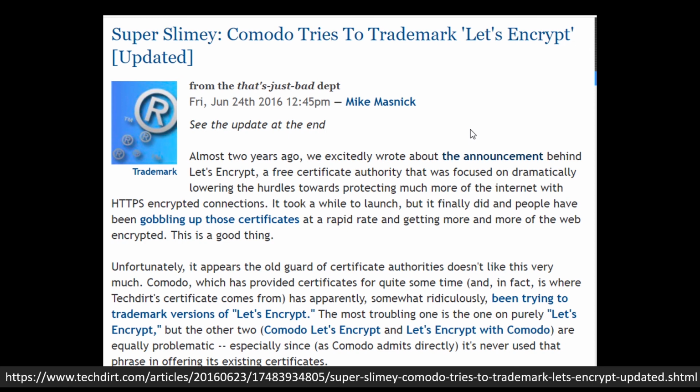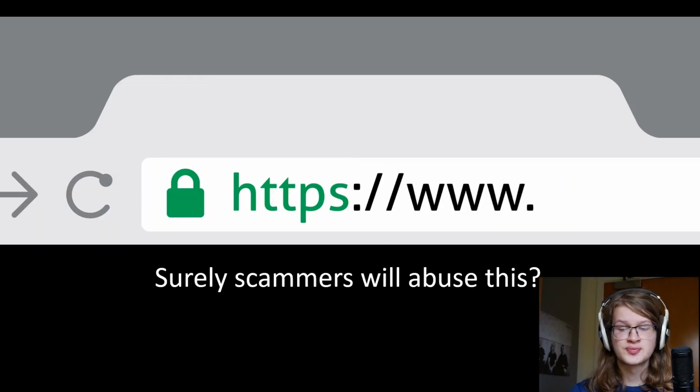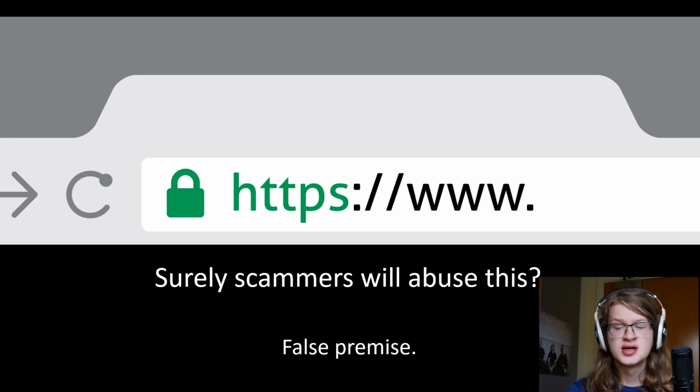They do raise one criticism worthy of discussion, though, which is, surely all these green padlocks for any website in the world are going to be abused by phishers and scammers. I think that's a false premise. The green padlock has never actually meant that the website you're accessing isn't scamming you, only that the site's operator really does control the domain that they say they do. So I couldn't get a certificate for PayPal.com, but there's nothing to stop me from getting a certificate for PayPal totally not a scam site, please give me money.com. And that, I think, is how it should be.